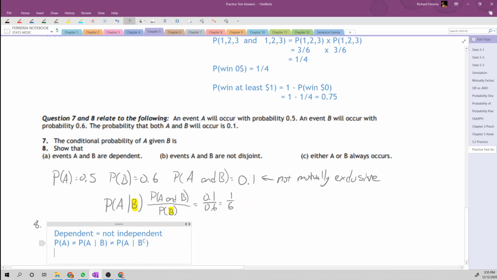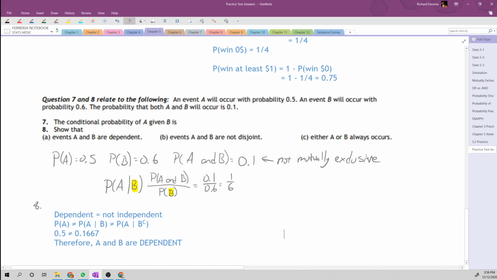So let's figure this out. What's the probability of A? The probability of A was 0.5. And then the probability of A given B, we just figured that out. That's 1/6, or 0.1667. They are not equal to each other. Therefore, A and B are dependent.